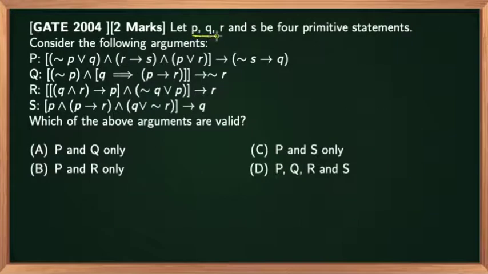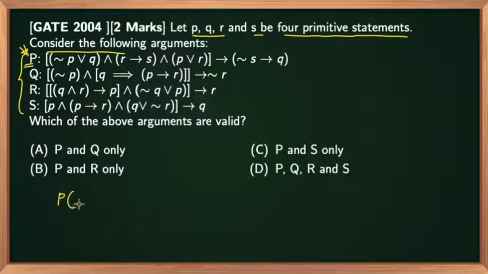Let P, Q, R and S be four primitive statements. Consider the following arguments. So we have four arguments here. Which of the above arguments are valid? So if you see the choices, all the choices are having P. So P should be valid, so I don't need to worry about P. Now let me see S. Because if S is false, I can remove these two choices, right?